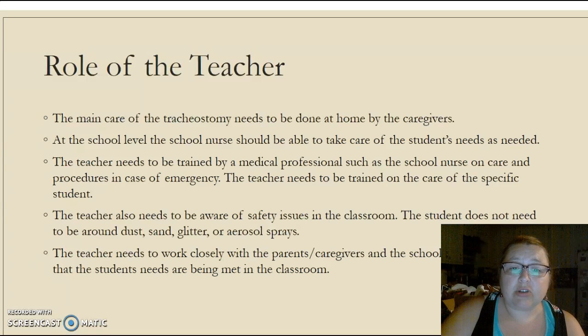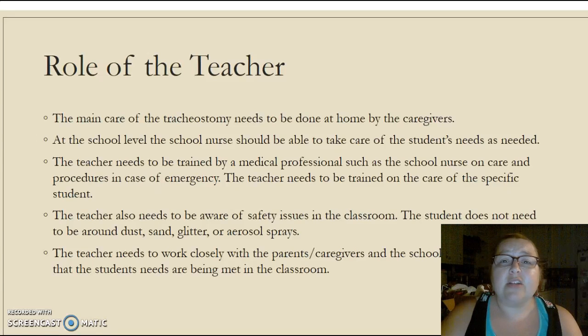The teacher needs to be trained by a medical professional such as the school nurse on care and procedures in case of emergency, and trained on the care for that specific student. The teacher also needs to be aware of safety issues in the classroom. The student does not need to be around dust, sand, glitter, or aerosol sprays. The tracheostomy tube does not filter any of the air.